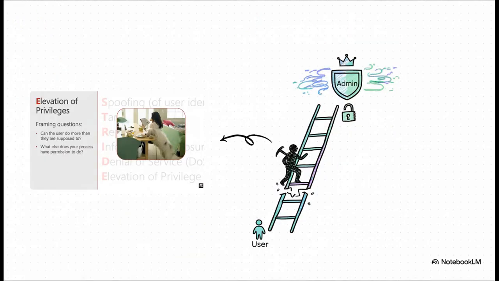And finally, we have E for elevation of privilege. This is one of the most dangerous threats out there. It's where an attacker finds some kind of flaw that acts like a ladder, allowing them to climb from being a low-privilege, regular user all the way up to being a super powerful administrator.